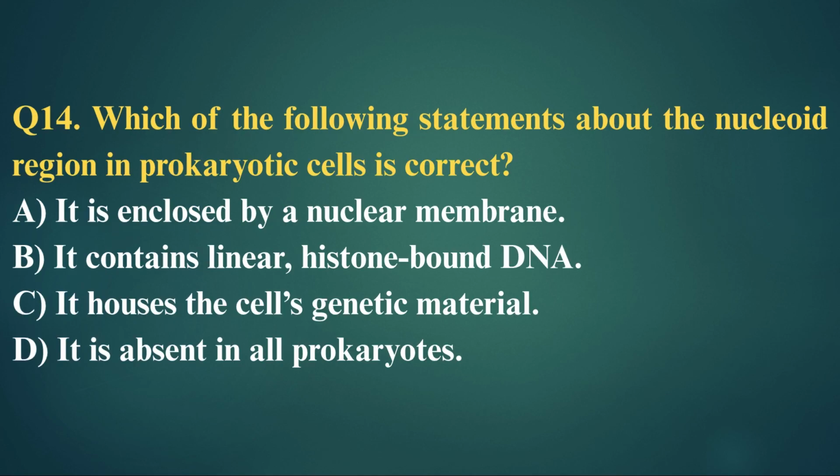Question 14. Which of the following statements about the nucleoid region in prokaryotic cells is correct? A. It is enclosed by a nuclear membrane. B. It contains linear histone-bound DNA. C. It houses the cell's genetic material. D. It is absent in all prokaryotes. Answer is option C. It houses the cell's genetic material.